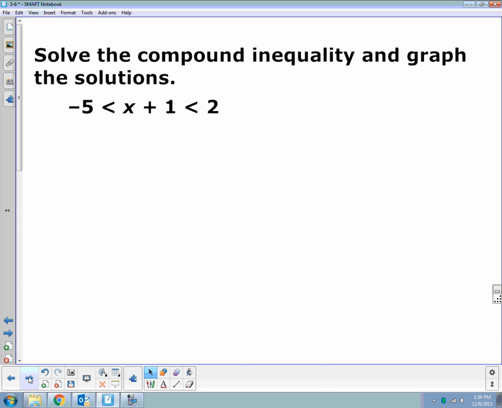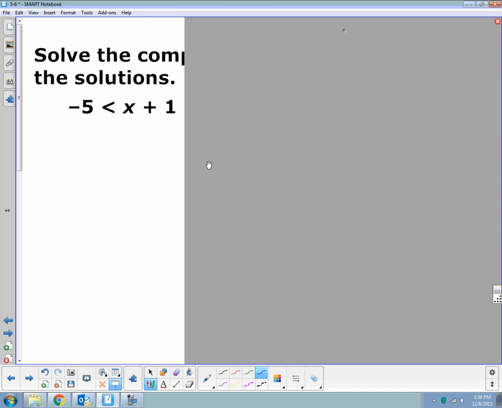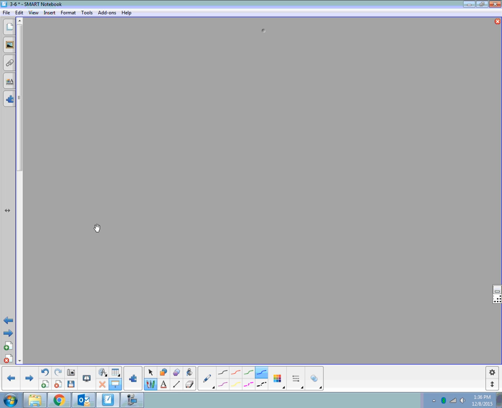So -5 is less than x plus 1, which is less than 2. Now, to solve this inequality, I really need to think about it as two different things. We have an inequality here. -5 is less than x plus 1. I can solve that, get x by itself, subtract 1 from both sides. -6 is less than x. Not too bad.